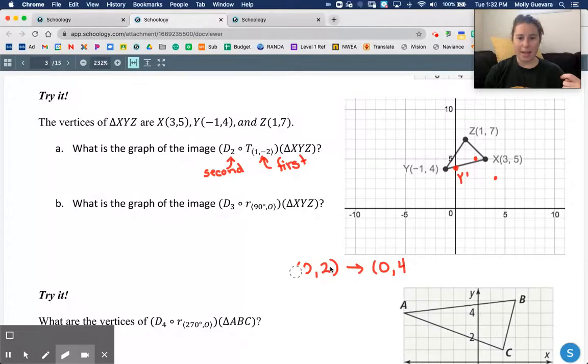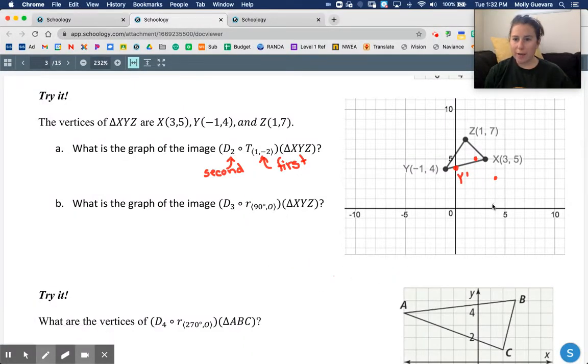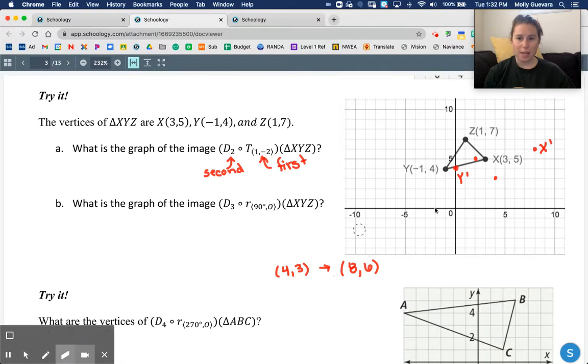Okay, and now I'm going to do the same thing with my next point. This coordinate right now is at 4, 3. So if I dilate it by a scale factor of 2, it becomes 8, 6. So 5, 6, 7, 8, 5, 6, 8, 6 right there. And then that will be x prime. And I can get rid of this point. Okay, so hopefully that's making sense. I translated it first, and now I'm just multiplying the coordinates by 2.